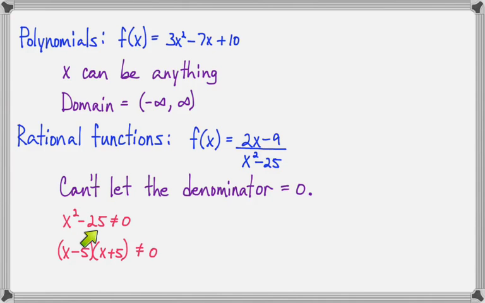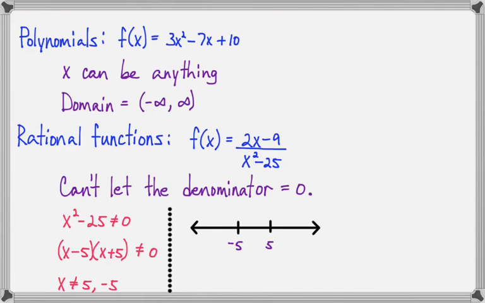So this denominator cannot equal 0, therefore when I factor it, that cannot equal 0. And then we see that this would be 0 if x were 5, and this would be 0 if x were negative 5. So x cannot equal 5 or negative 5. Now if you look at that on a graph, if we want to leave out negative 5 and positive 5, we're going to include all the numbers that are less than negative 5, all the numbers that are between negative 5 and positive 5, and all the numbers that are greater than 5.